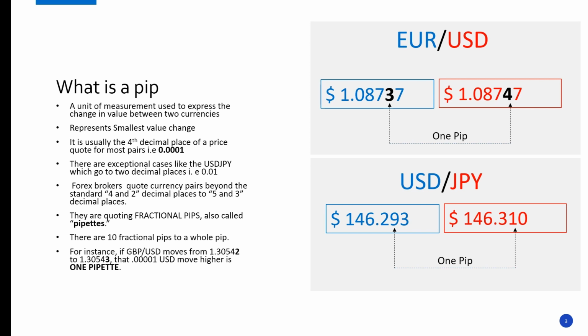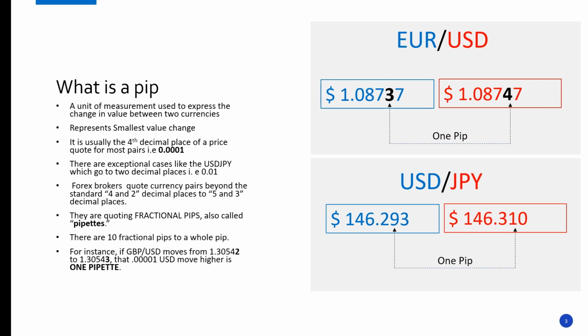So for a pair like euro dollar, pound dollar, Australian dollar, New Zealand dollar, even the USD Swiss, the USD CAD, you'll find that the fourth decimal place of its price quote is what you ideally will call a pip. In this particular example, I have a price quote for euro dollar, which is 1.08737. This one has been given in 5 decimal places. The fourth decimal place of this particular price quote is what you call a pip. So in this example, for the bid and ask price, you have 3 and 4, where 4 is the pip. So the fourth decimal place is what you call a pip.